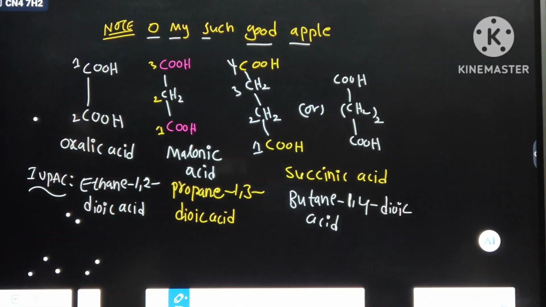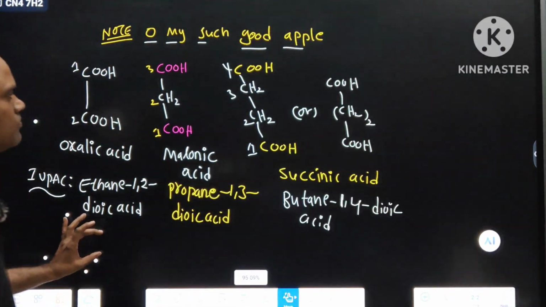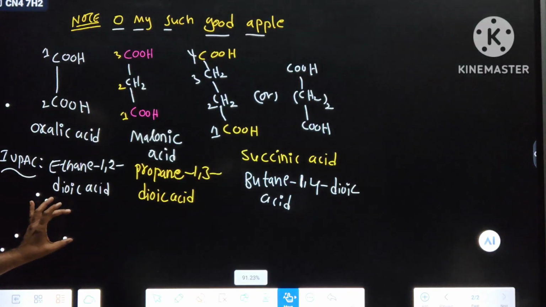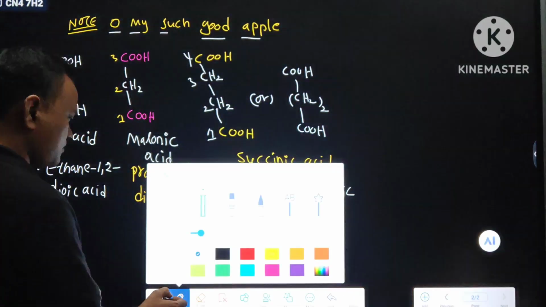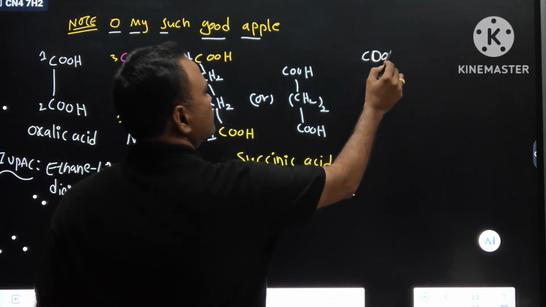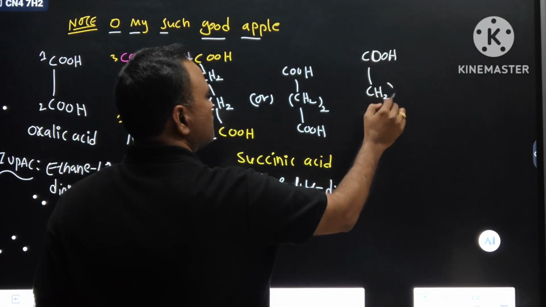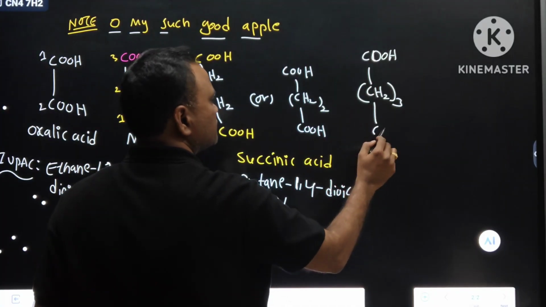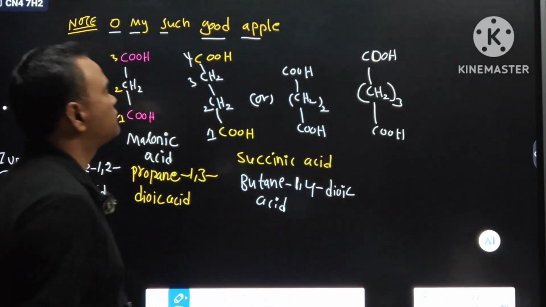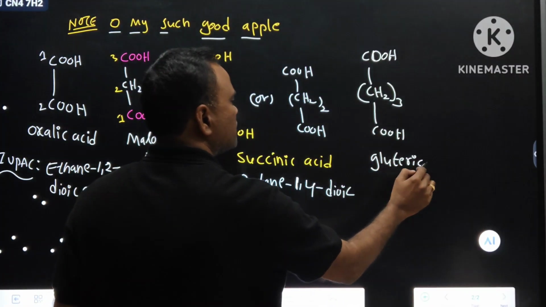Next, glutaric acid. G stands for glutaric acid. COOH, CH2 I am writing directly 3. Glutaric acid.